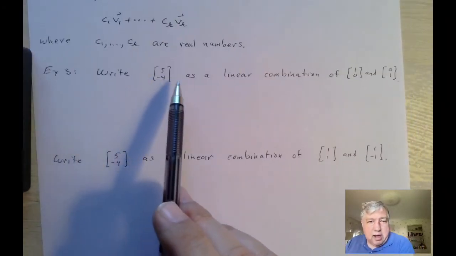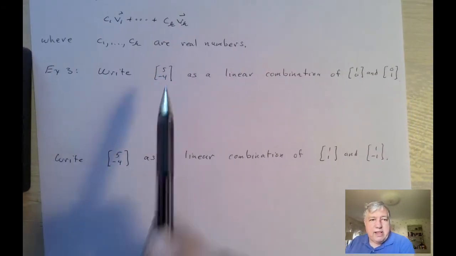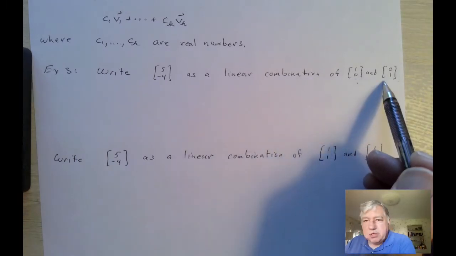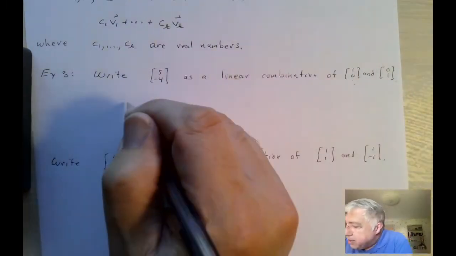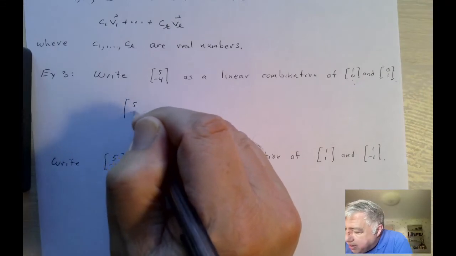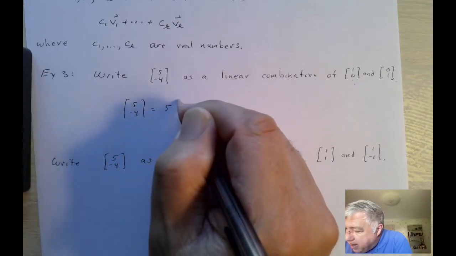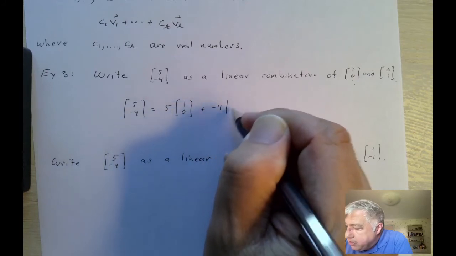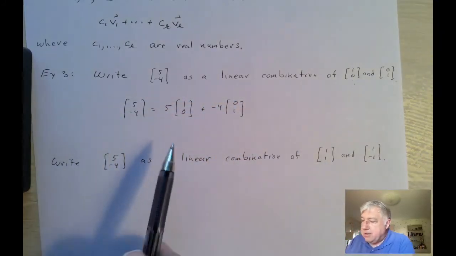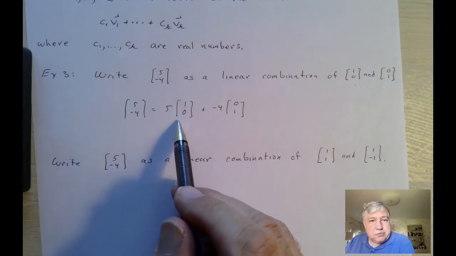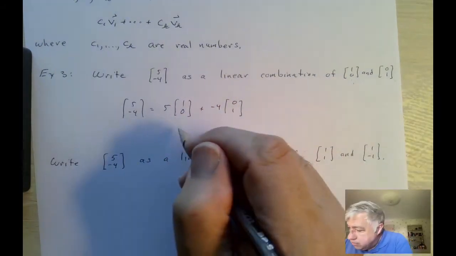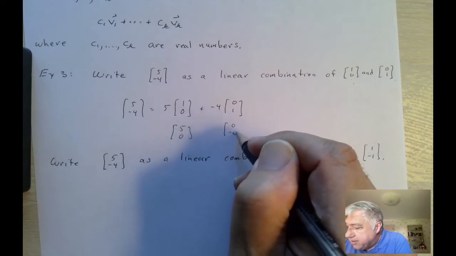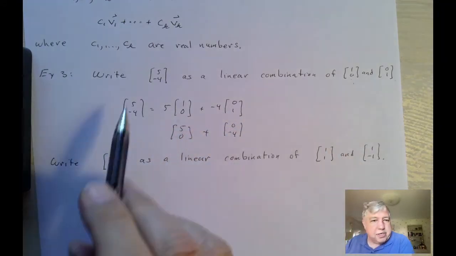Most obvious example is that any vector of length 2 will be a linear combination of 1, 0 plus 0, 1, right? Because we can write 5, negative 4 as 5 times 1, 0 plus negative 4 times 0, 1. This is because obviously this is the vector 5, 0, and this is the vector 0, negative 4.